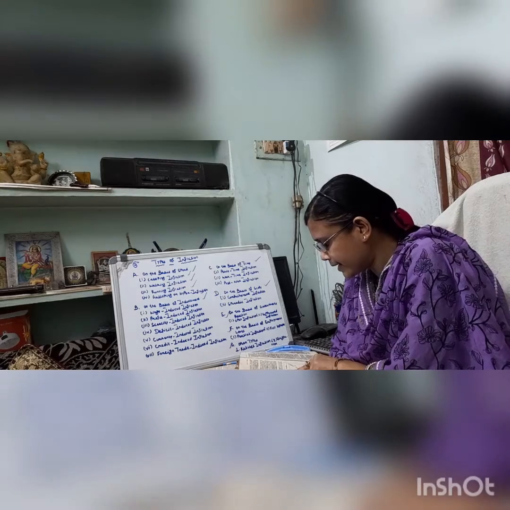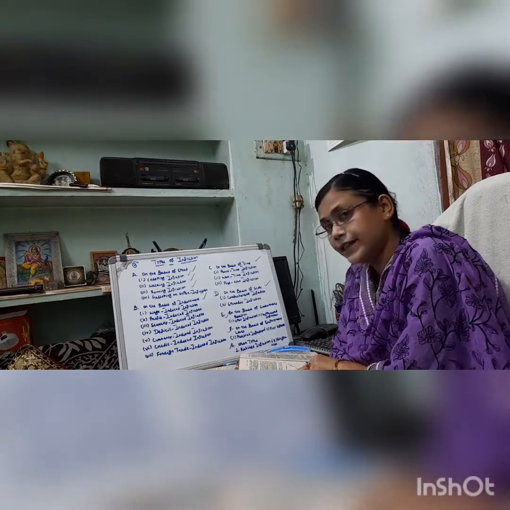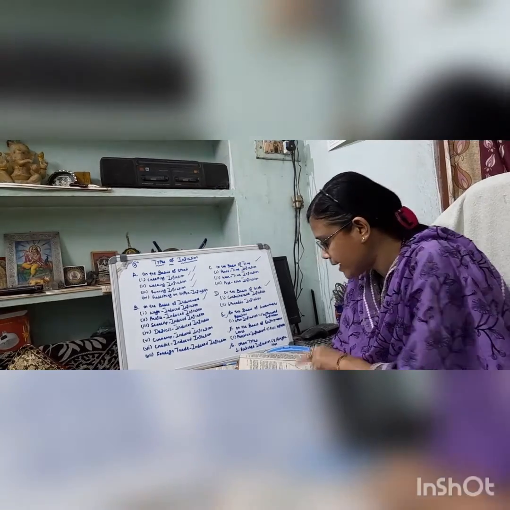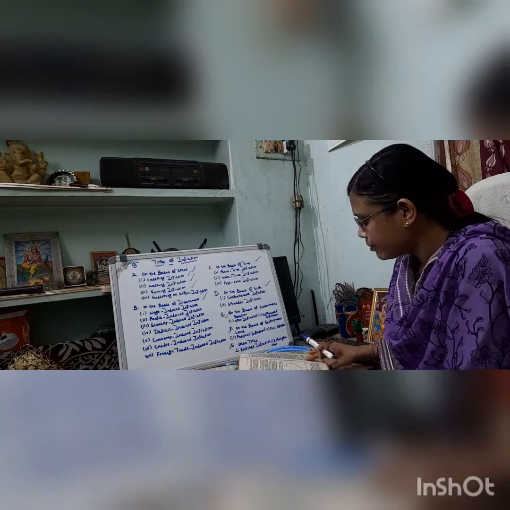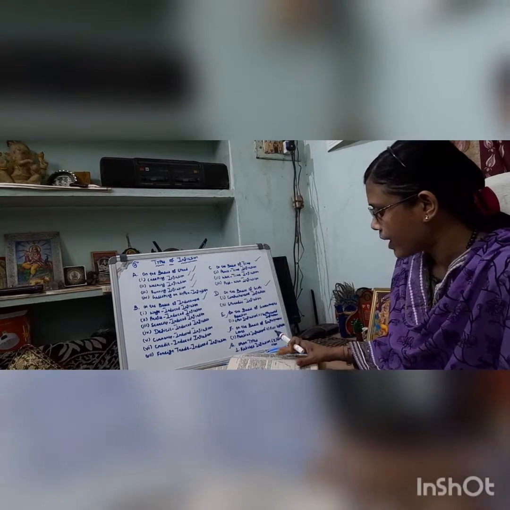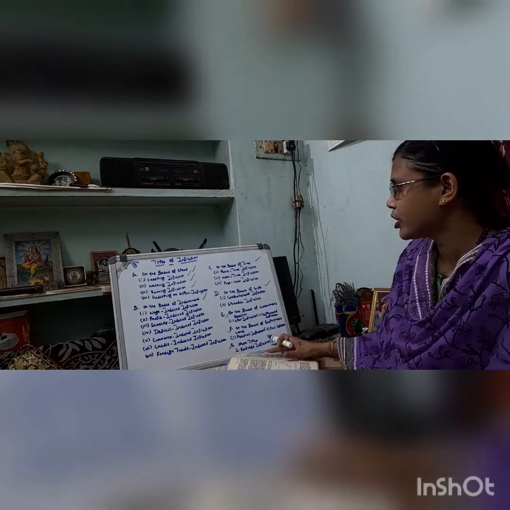The classical examples of hyperinflation are: A. The great inflation of Germany after World War I, and B. The great inflation of China after World War II. So these are the types on the basis of speed.